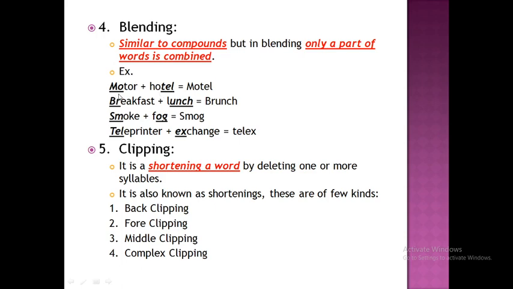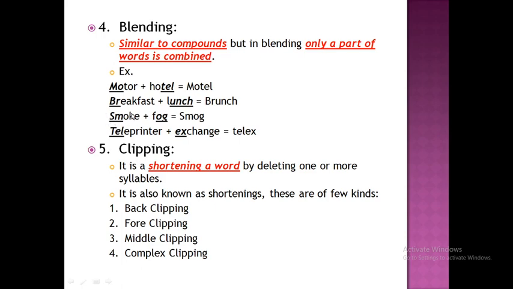First two letters from motor and last three letters from hotel are taken to form a new word, motel, meaning movable hotel. First two letters from breakfast and last four letters from lunch are taken to form a new word, brunch, which is neither a breakfast nor a lunch, something you're having in between, which is more than a breakfast and less than a lunch.